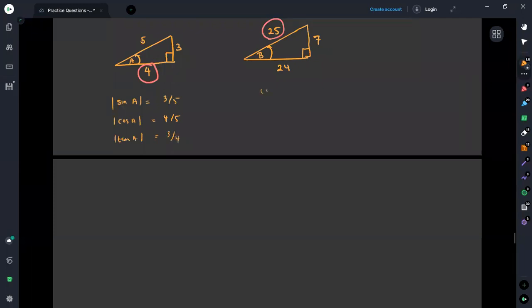In a similar manner, if we are taking the angle B, sine B is 7 over 25, then cosine B is 24 over 25. And tangent B, it is already provided. Anyhow, if you write it, tangent B is 7 over 24. These are the values we are having.